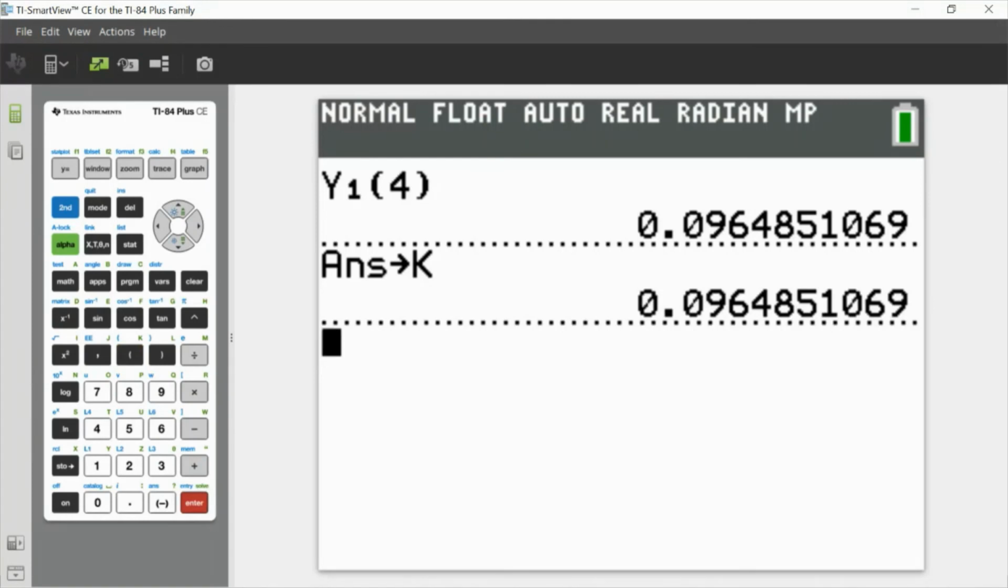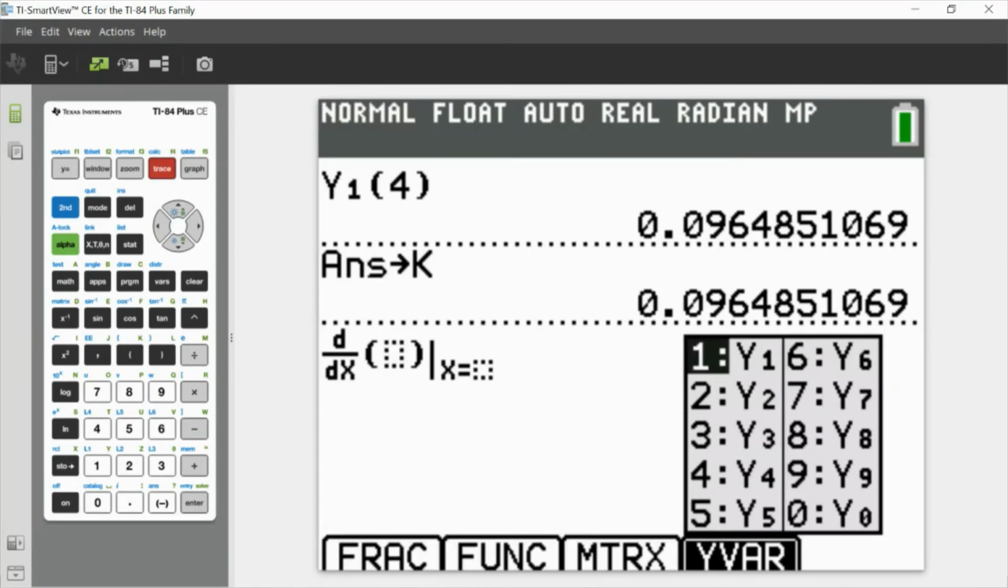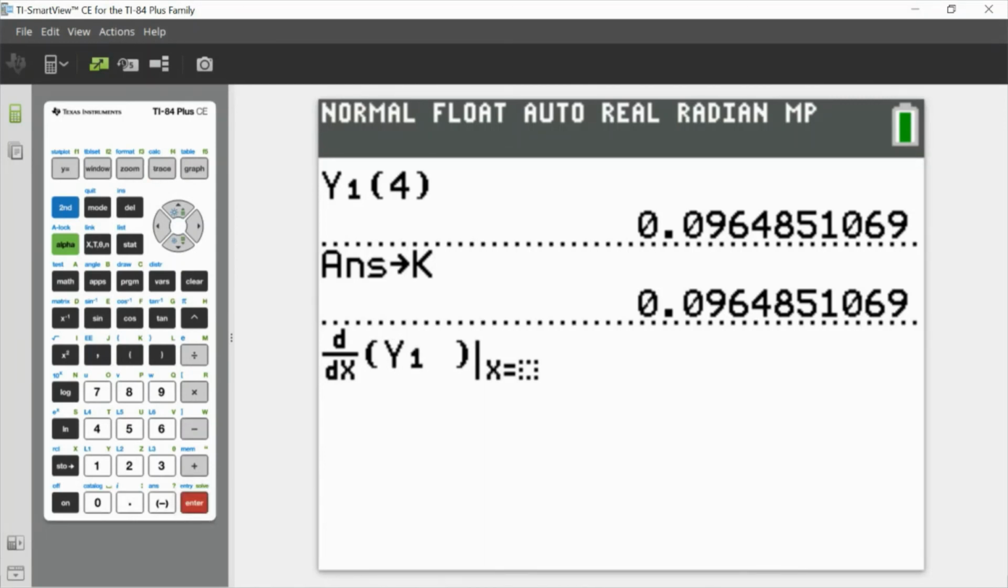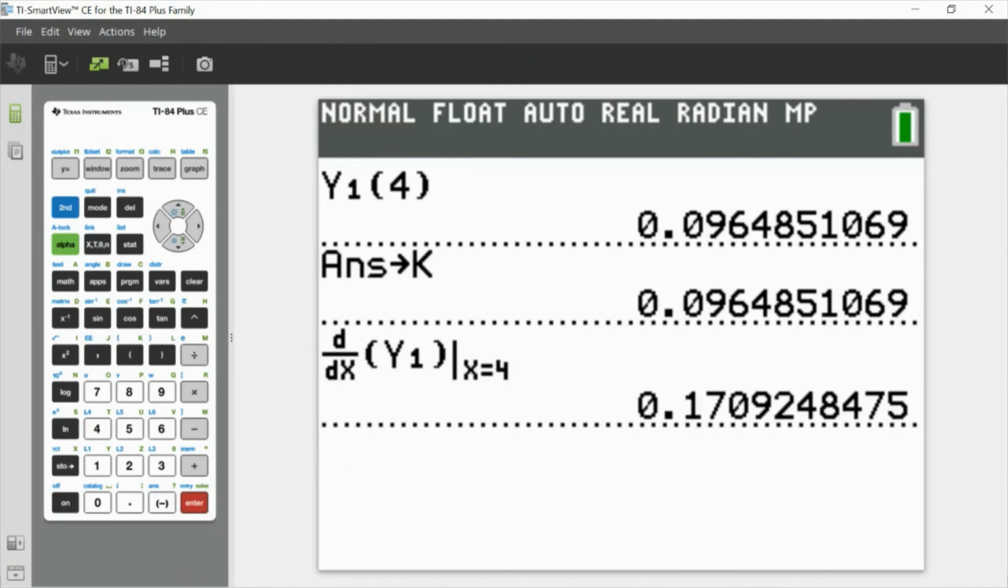And then we can do the same thing for the derivative. We need the derivative of the function at x equals 4. So I'm going to do math 8 to get the derivative. And I'm taking the derivative of my y1 function. I entered it as y1 because I didn't want to have to keep retyping the name of the function every time. So I'm going to hit alpha trace to pull up this shortcut to these y's, and my function is y1. And I want to evaluate that derivative when x is equal to 4. Okay, so there's the value of my derivative.